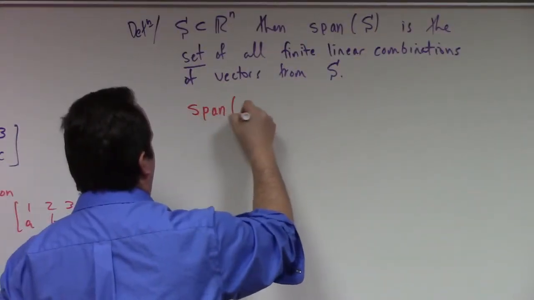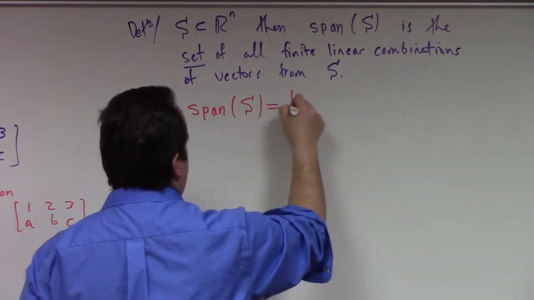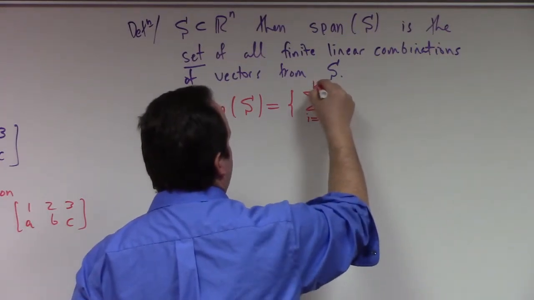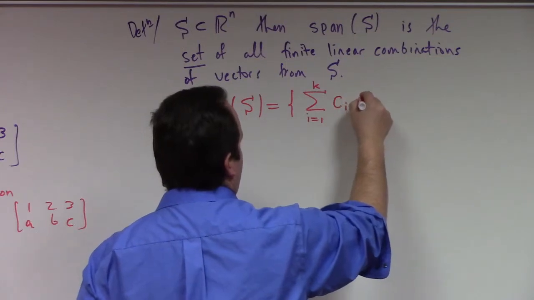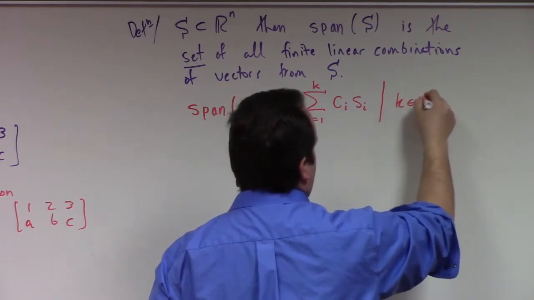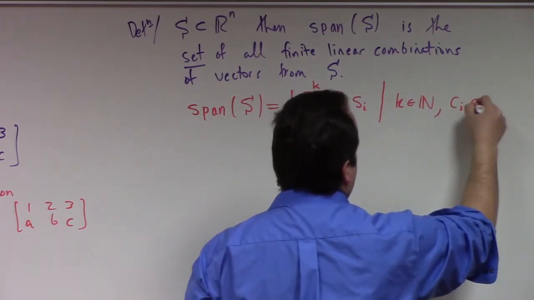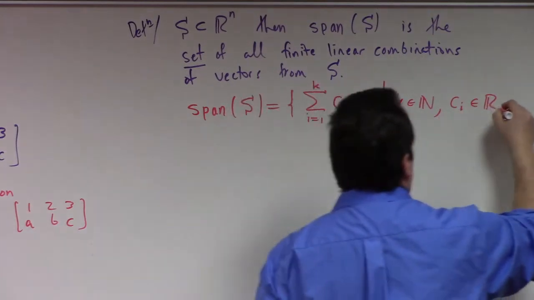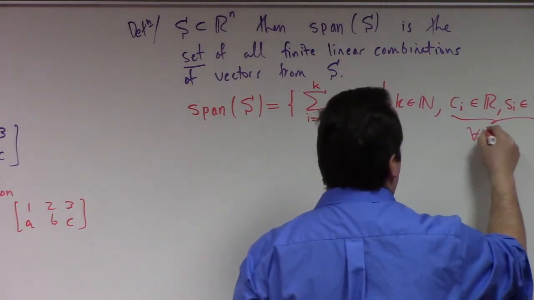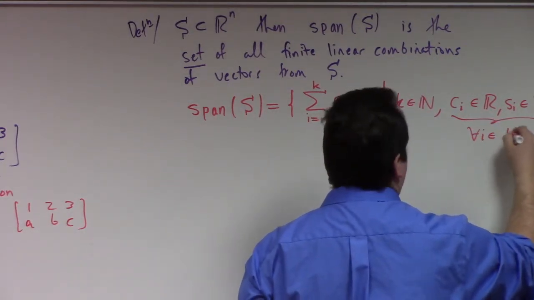Let me write that out in set builder notation for you, okay? So here it is. Span S. All right, so what is it? What we do is we take a summation, say i equals 1 to k, of c_i s_i, such that what? Such that k is a natural number, obviously. Such that c_i is a real number, and s_i is an element of S. And of course, these two things are for all i in the numbers from 1 to k.